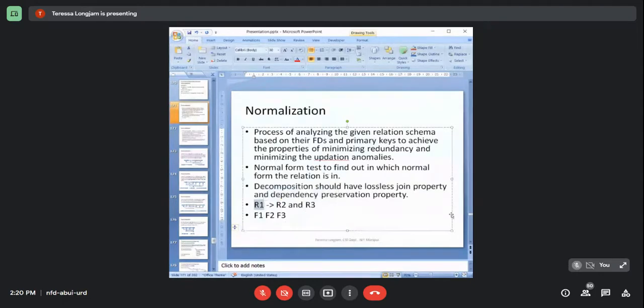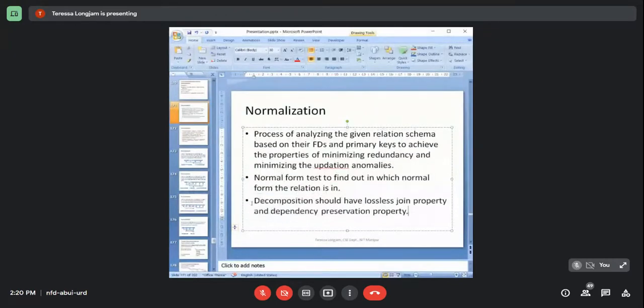Okay, so these two properties should be preserved whenever we perform the decomposition, or you can say whenever we perform the normalization. So this is your normalization. This is some basic things about normalization.